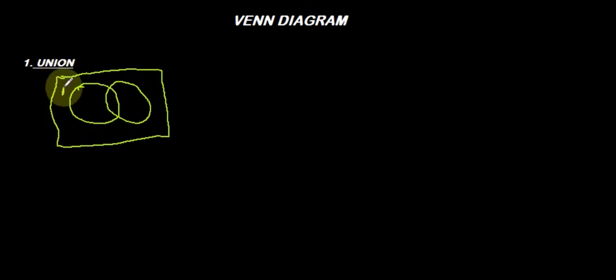Let's say this is set A and this is set B, enclosed in the universal set. Remember, we can also use this to illustrate the universal set. The union of these sets is shown by shading everything inside, all of it. So this is A union B.